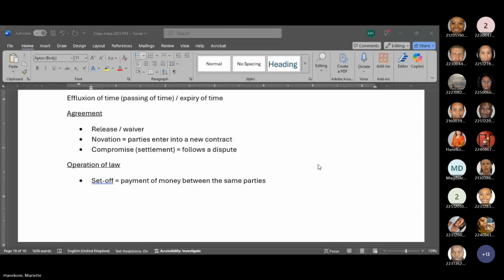Set off. He isn't going to pay her 500 and then she pays him 1,000. No, you're going to subtract the smaller amount from the larger amount. She only needs to pay him 500.